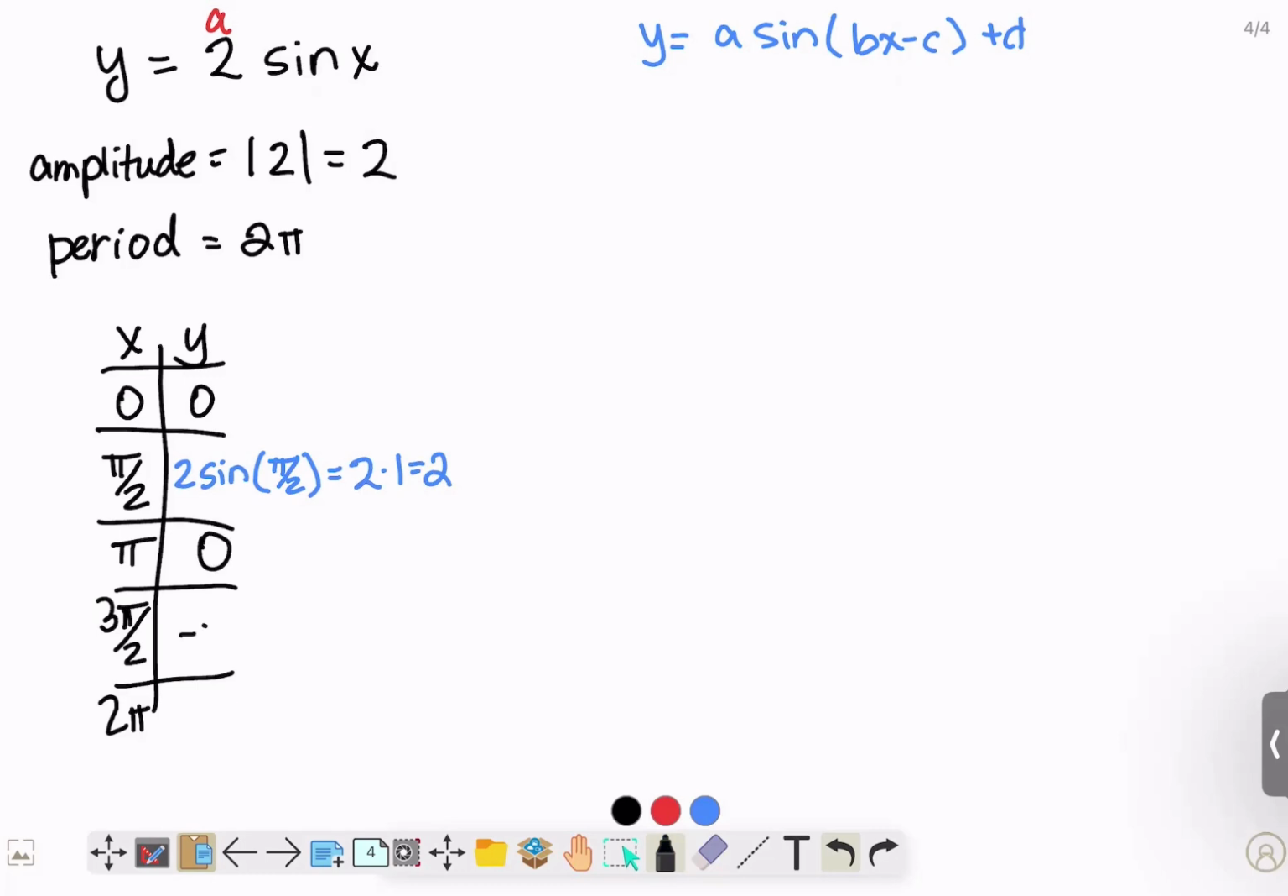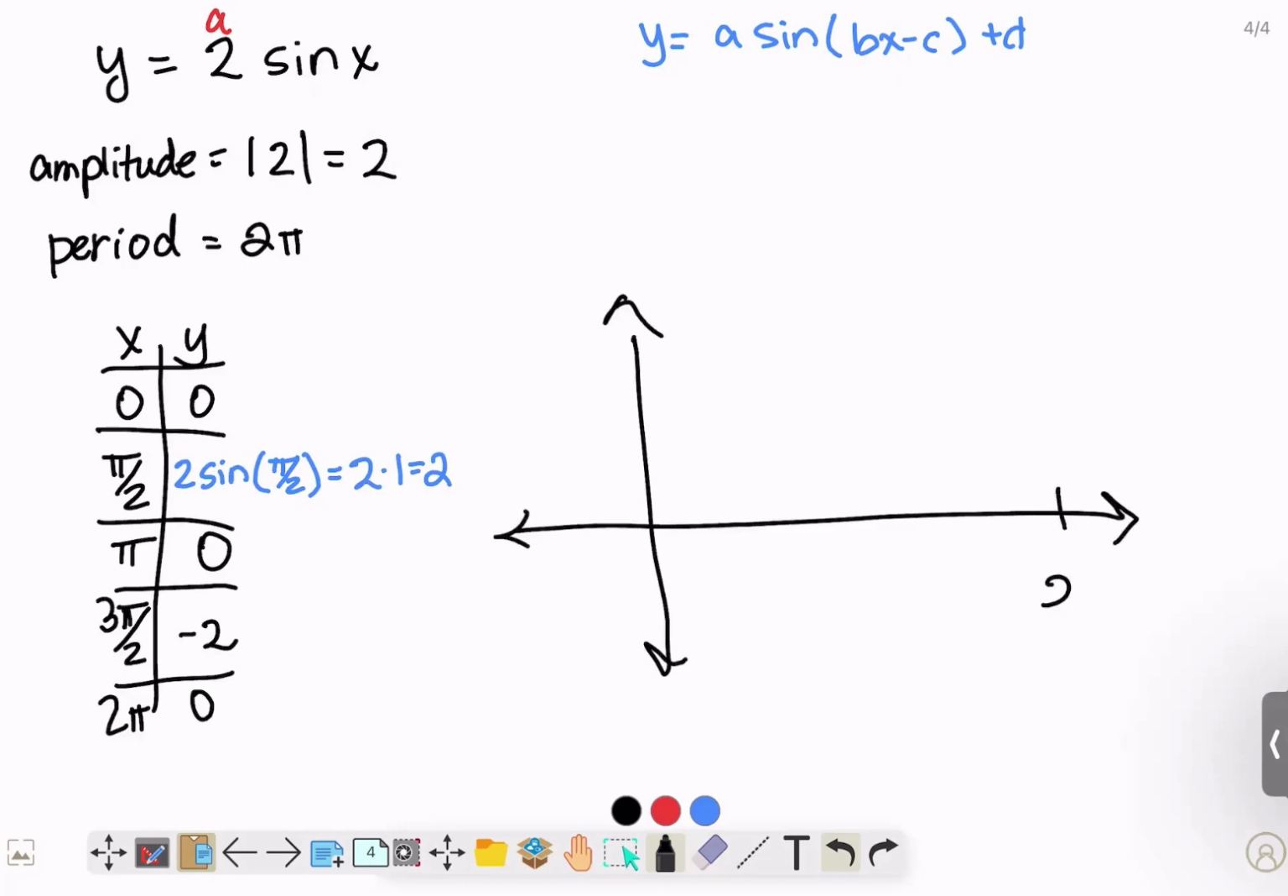So I do that same thing to get the negative 2 there. And I'm going to plot these points to draw the graph. So I'm using the same x values because nothing happened with the period. But I am changing my amplitude, so my graph should go up to 2 and down to negative 2.